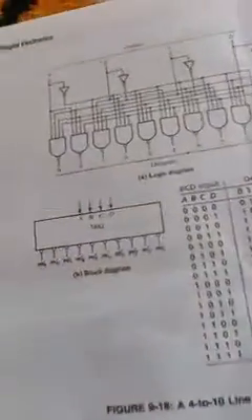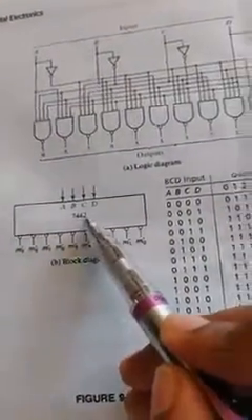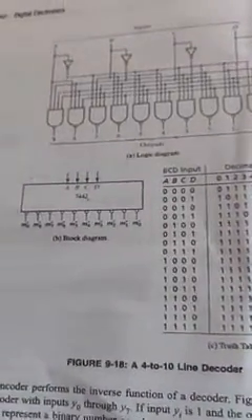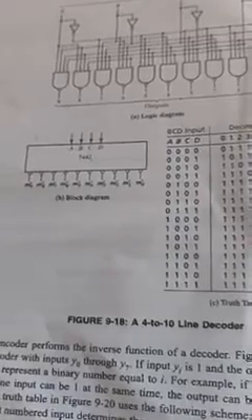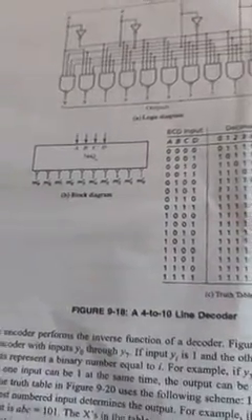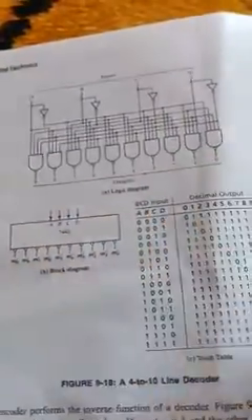But in your prescribed textbook, they have given an explanation for 7442. When they have given an explanation for 7442, always give priority to your prescribed textbook, because the question paper setter will be setting the questions based on your prescribed textbook. So this circuit diagram looks complex, but this is the same as the one I just told.